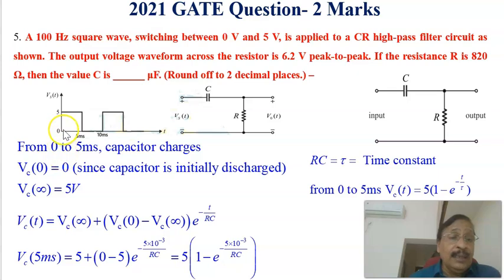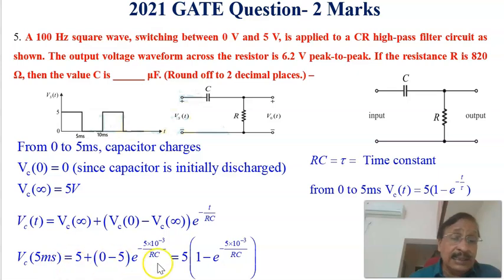Now coming to VC at 5 milliseconds, the initial voltage is 0 and the final voltage is 5. So 5 plus 0 minus 5 into e raised to minus t by RC. Here t is 5 milliseconds, 5 into 10 raised to minus 3. The capacitor charging equation is VC equal to 5 into 1 minus e raised to minus 5 into 10 raised to minus 3 divided by RC. Therefore, during 0 to 5 milliseconds, the capacitor voltage equation is given by this one.